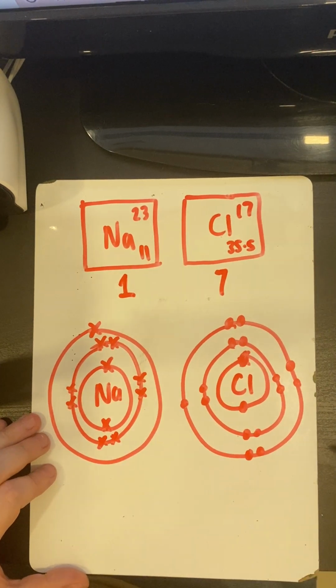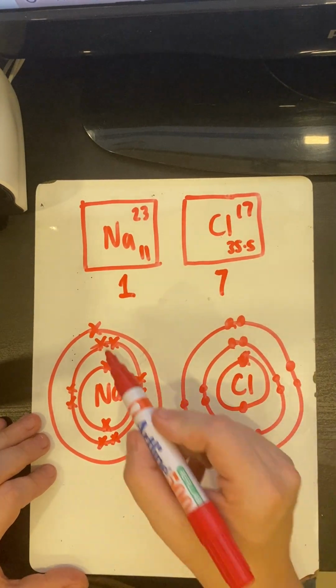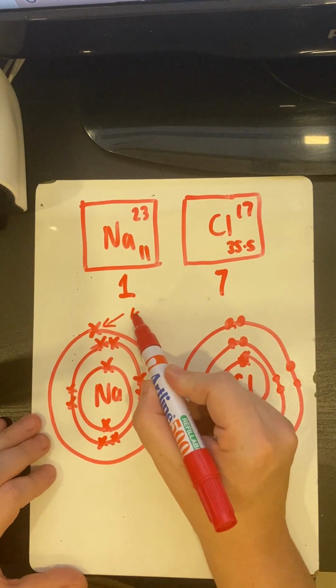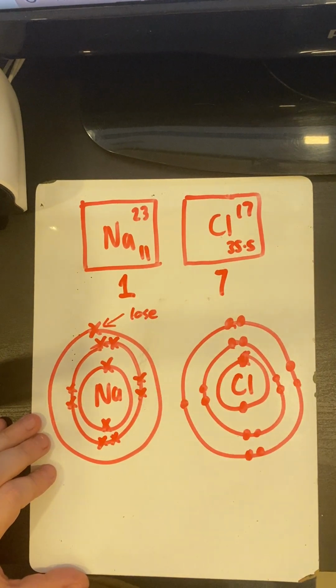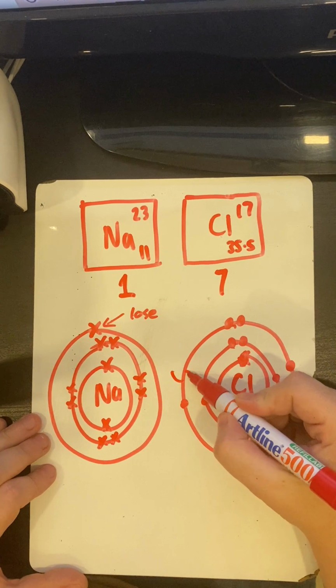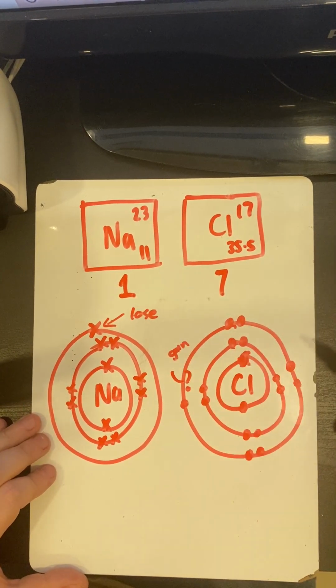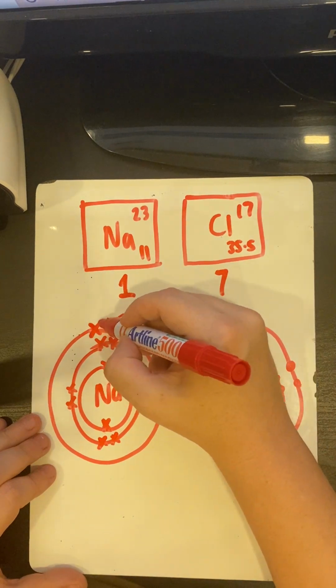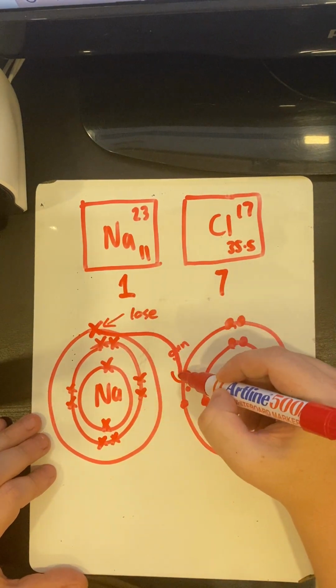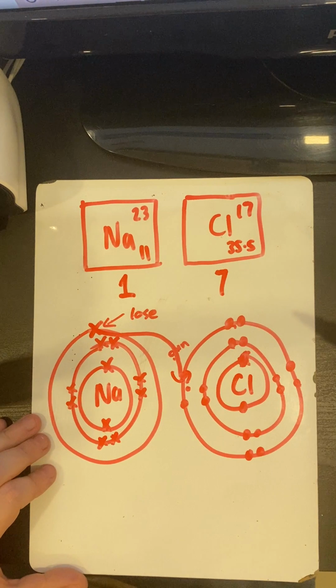Now, let's see how they could help each other out. Sodium needs to lose 1. Chlorine needs to gain 1. Therefore, this one could just move across and be given away to the chlorine. Then they both have a full outer shell and they're happy.